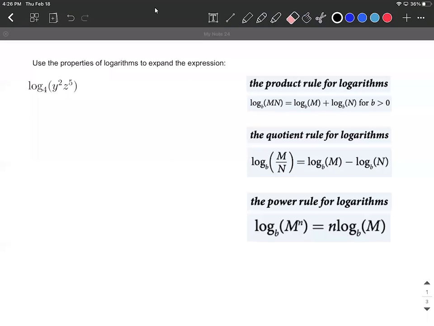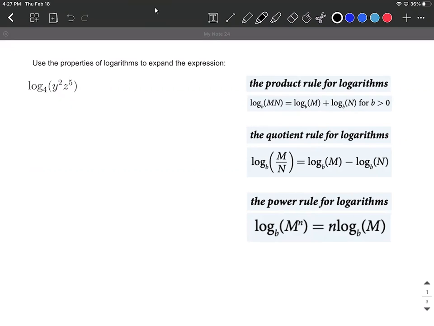All right, our goal is to use the properties of logarithms to expand this expression. So we have log base 4 of y to the second power times z to the fifth power. I've listed out the properties of logarithms to the right-hand side. We have the product rule, the quotient rule, and the power rule. On this one, since we don't have a fraction, we're not going to be utilizing the quotient rule.